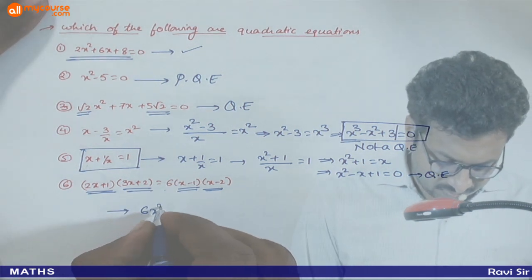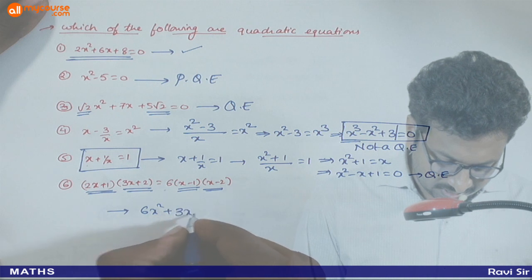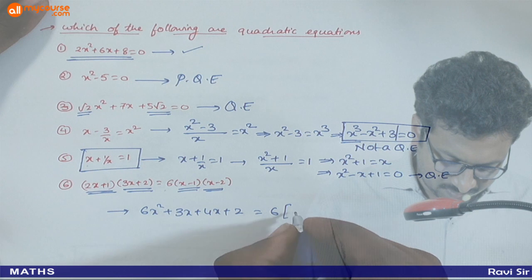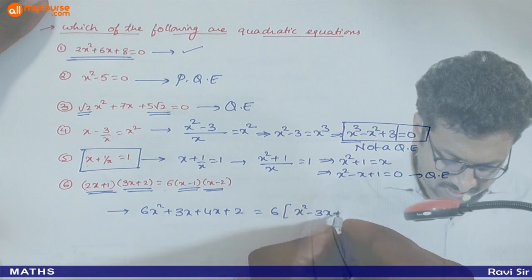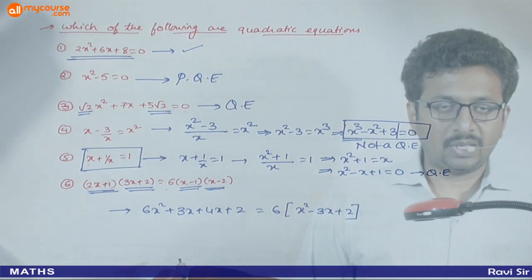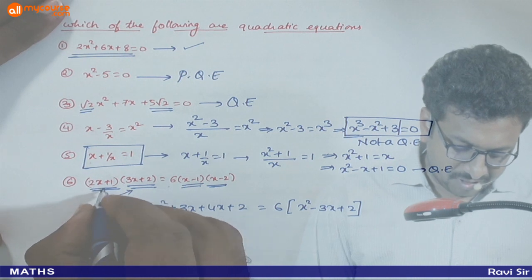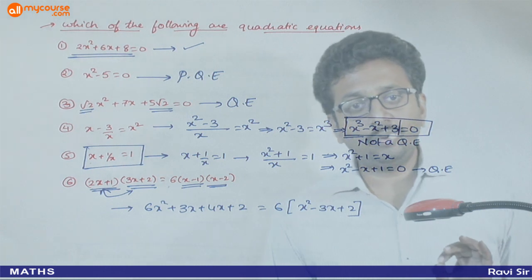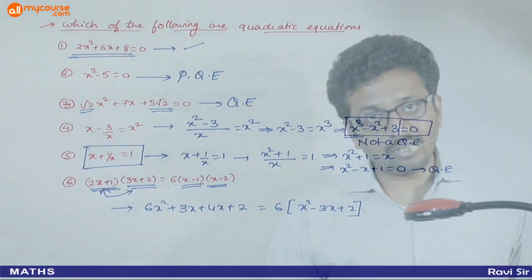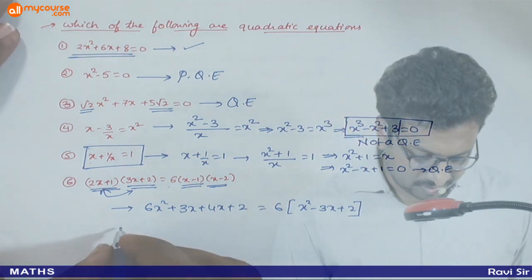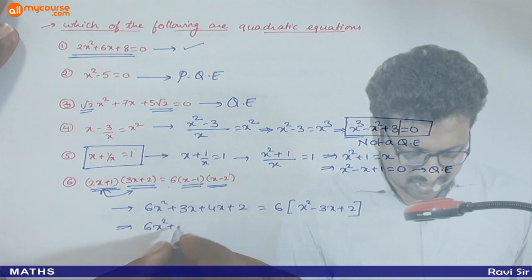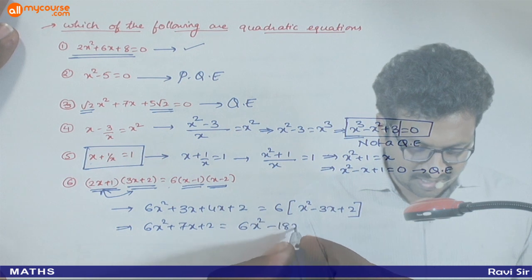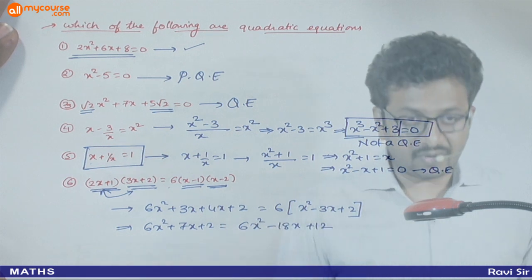So 6x square plus 3x plus 4x plus 2 is equal to 6 times x square minus 3x plus 2. You know how to multiply two algebraic brackets. So this implies 6x square plus 7x plus 2 is equal to 6x square minus 18x plus 12.